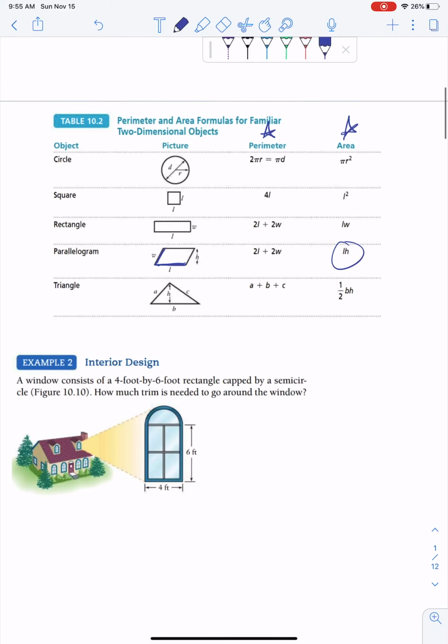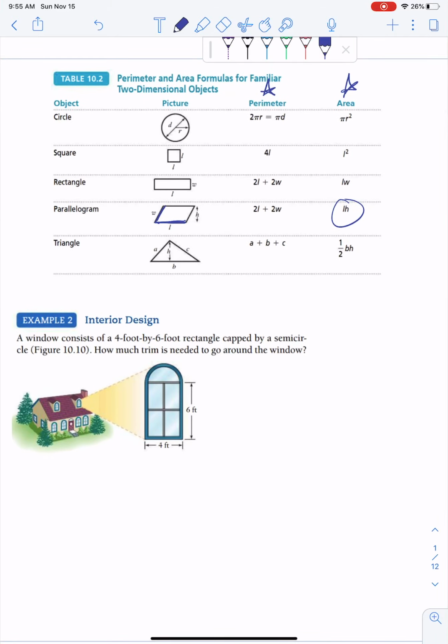So using these formulas, this window question, you have probably seen this half a dozen times in your life. It's been a popular one since I was in school, but it tells you that there's a window that consists of a 4-foot by 6-foot rectangle capped with a semicircle. How much trim is needed to go around the window? Now, we are going to assume that the trim doesn't have any width itself. So really, it's just asking what the perimeter of the window is.